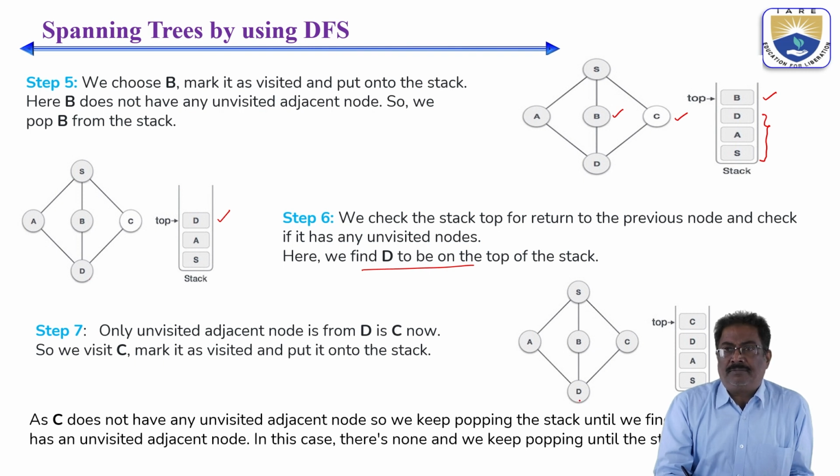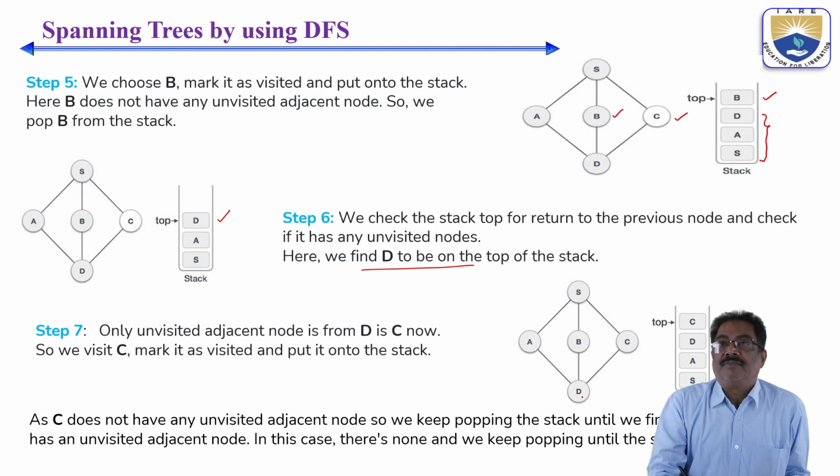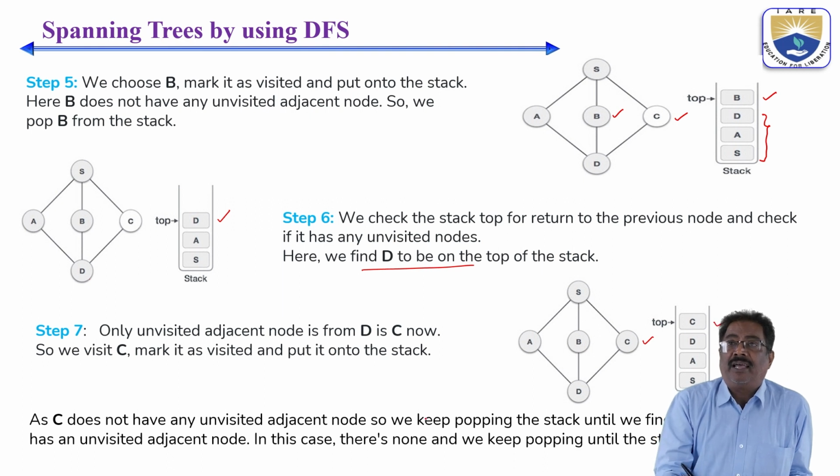Then the adjacent vertex which is not visited is only C. Then we push it into the stack, and from C there is no other vertex. There is no adjacent vertex. The adjacent vertex S is there, but S is already visited. So C does not have any unvisited adjacent node.